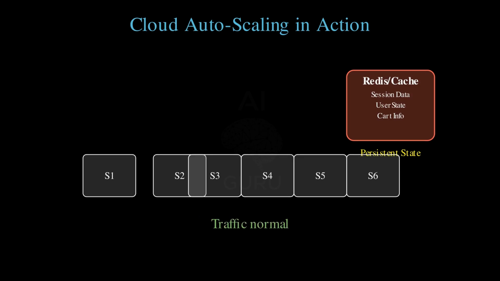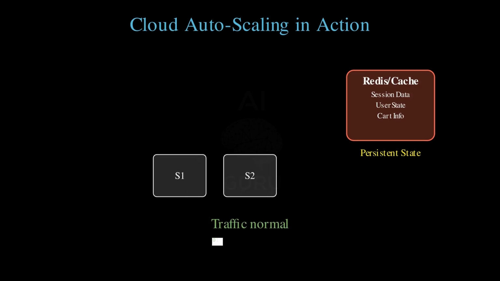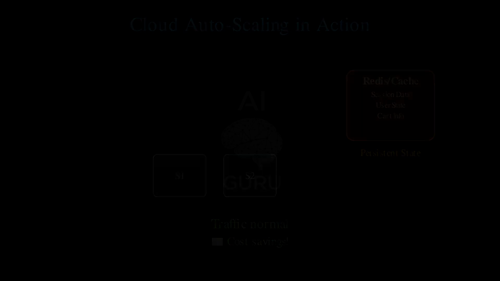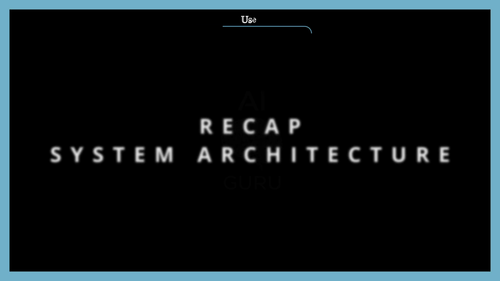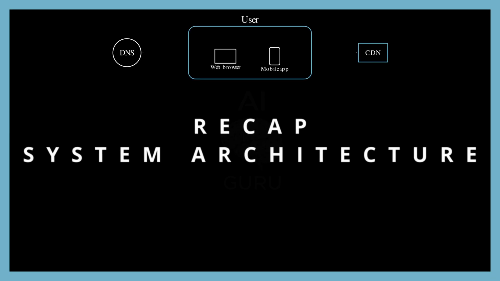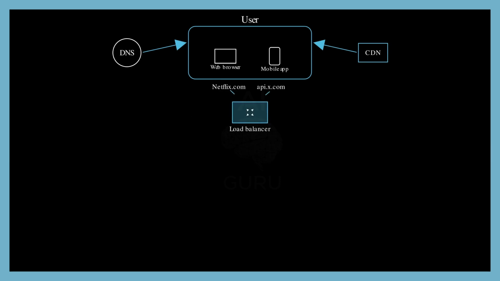You can automatically add 20 web servers in minutes when traffic surges and remove them when the spike passes, saving massive computing costs. All while guaranteeing that no user session is lost because the state is durable and safe in that shared external storage. When you're scaling to millions, you inevitably cross borders.